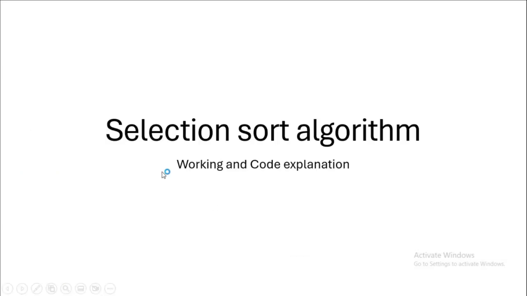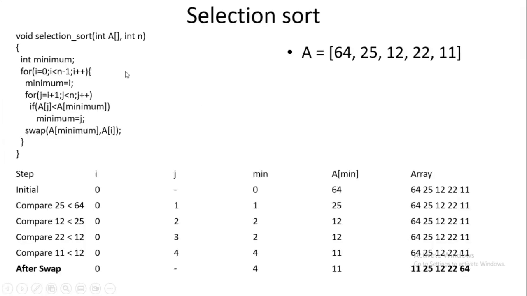Hello everyone. In this video, we will see how selection sort repeatedly finds the smallest element from the unsorted part of the array and places it in its correct position. So this slide shows the algorithm and its explanation.